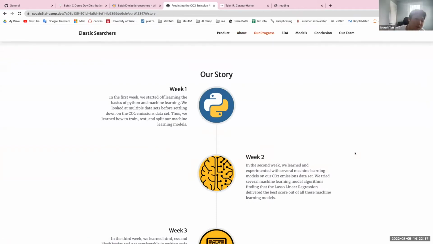So our story. In the first week, we started off learning the basics of Python and machine learning. We looked at multiple datasets before settling down on the CO2 emissions dataset. Thus, we learned how to train, test, and split our machine learning models.